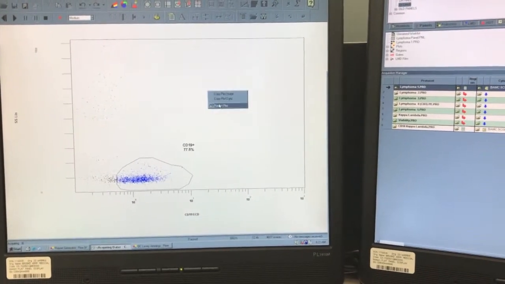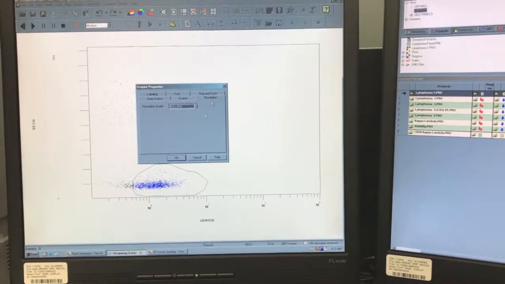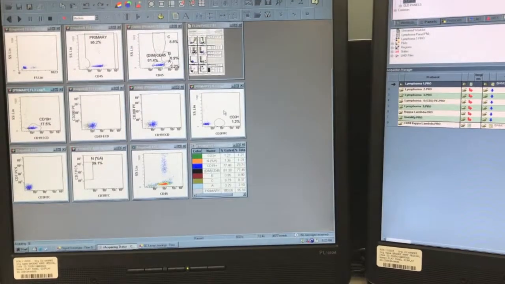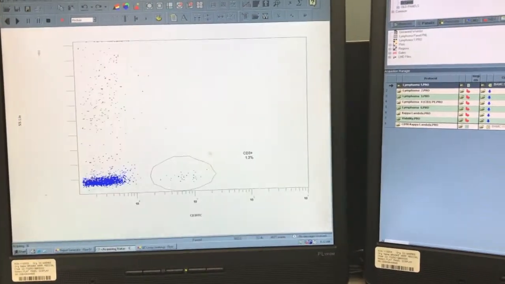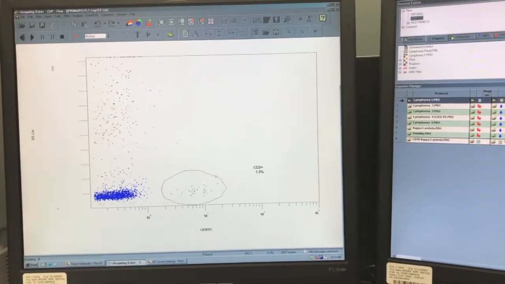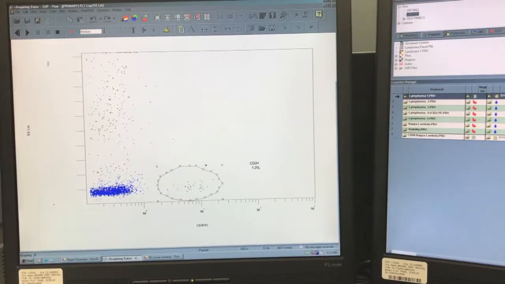By increasing the resolution here, I could separate the negative from the positive populations. It's a lot easier to see at a higher resolution. I change it back so when it's printed out, you can see it. Here's the side scatter versus CD3, so you're going to get a total CD3 off of the primary gate.